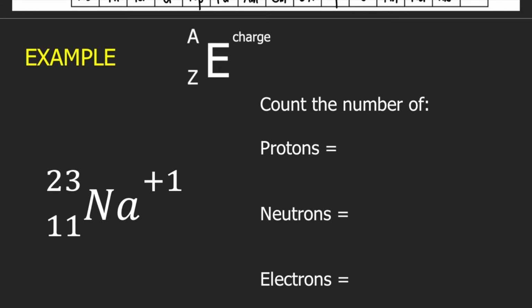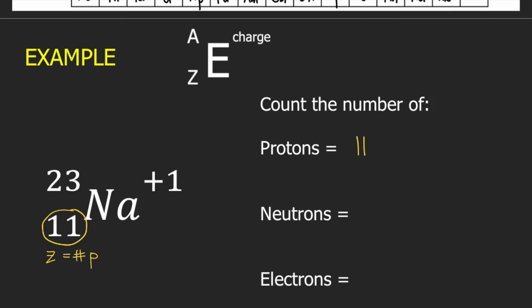Okay, so first, how do we know the number of protons? We know that this number, 11, is your atomic number, Z, which is also equal to your number of protons. So our number of protons is 11.